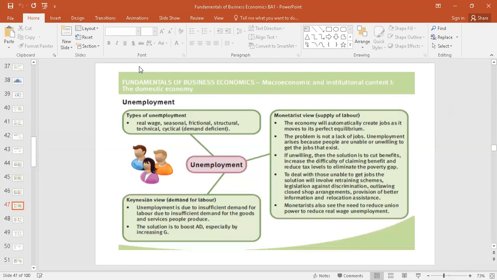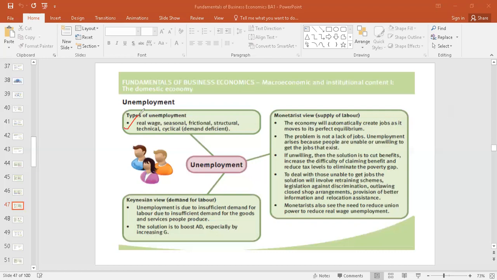Okay. Talking about unemployment, there are different types of unemployment. We see that there are real wages, seasonal unemployment. See, they have work only during seasons. In the other seasons, they do not have work, so they are unemployed in off seasons. During the seasons only they find work.